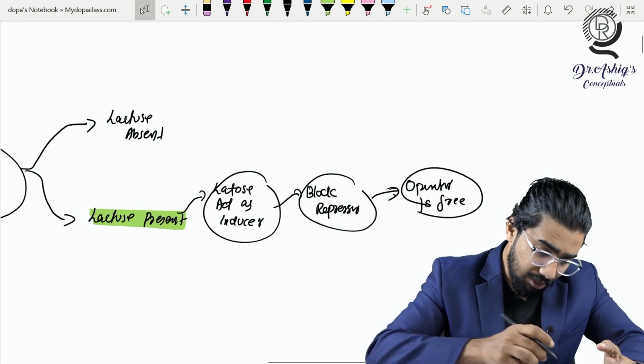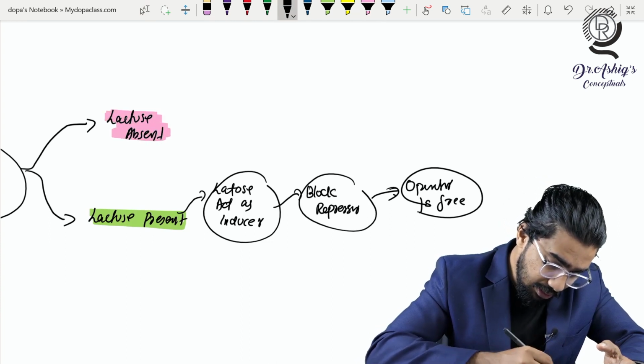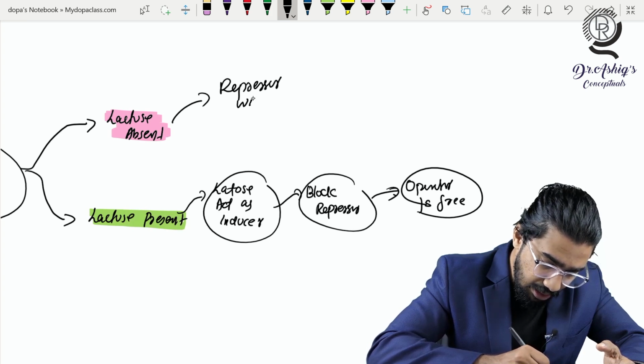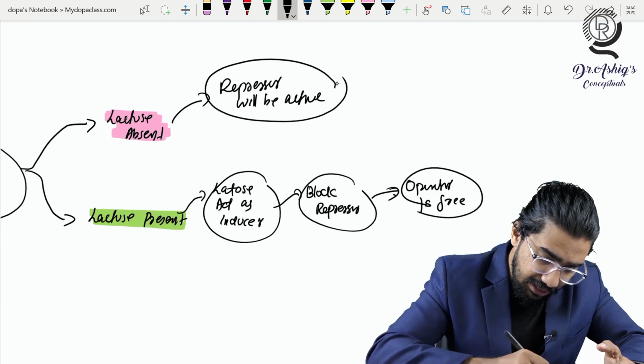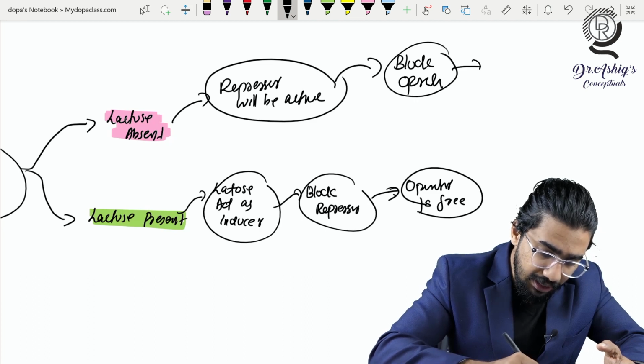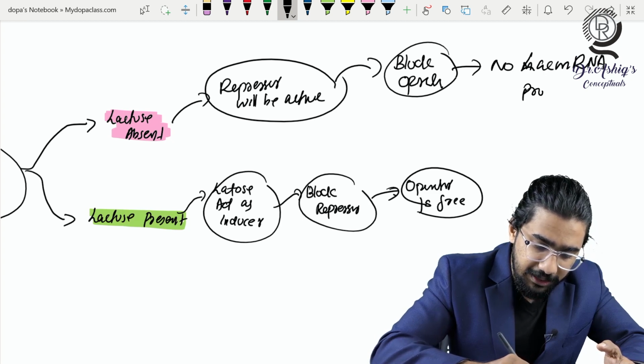When the lactose is absent, the repressor will be active, and this active repressor will block the operator. And there is no Lac mRNA production there.